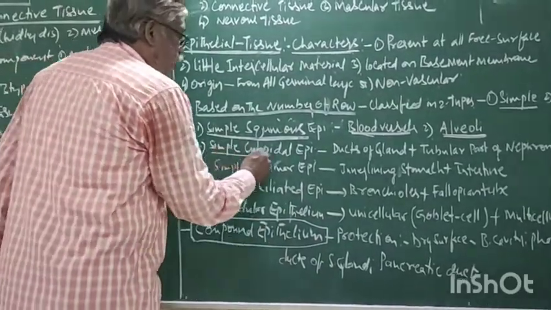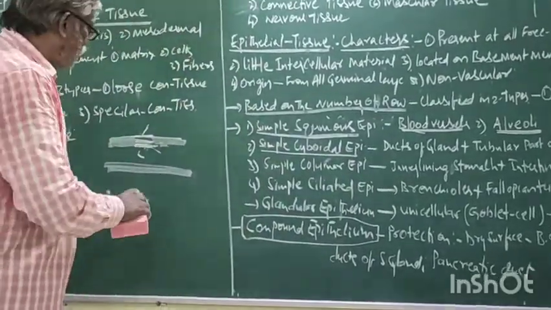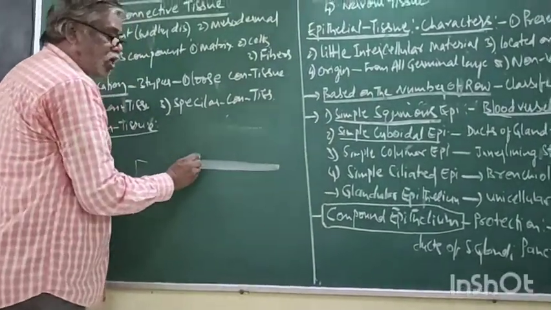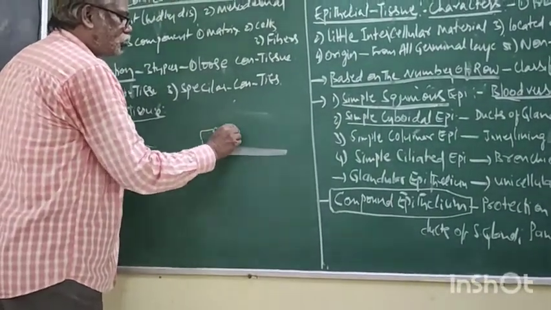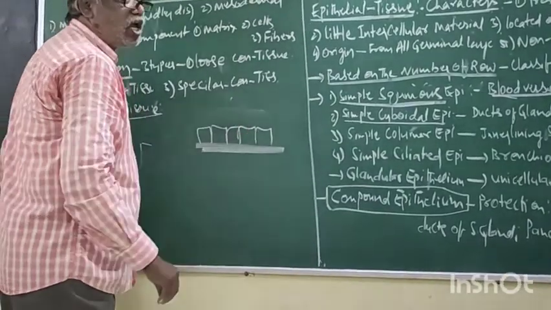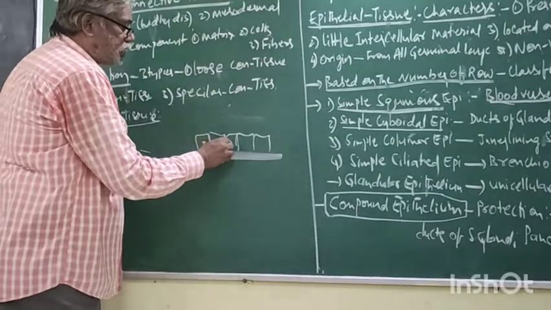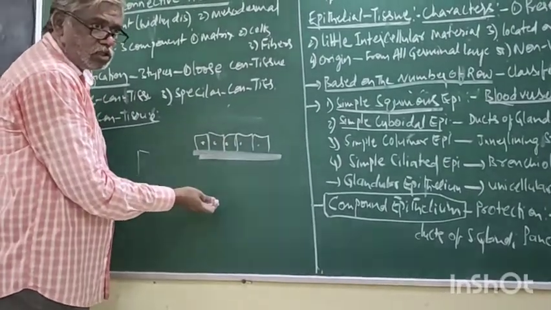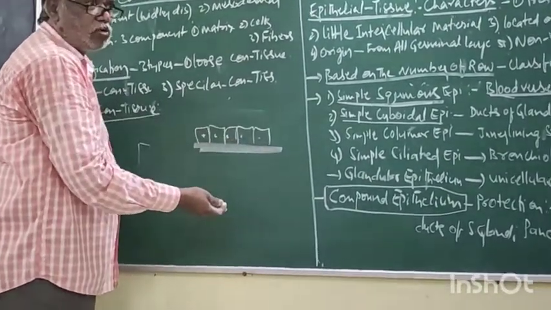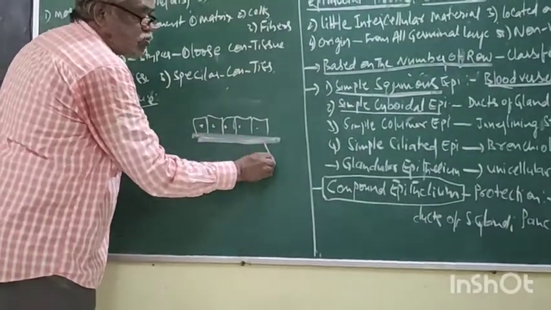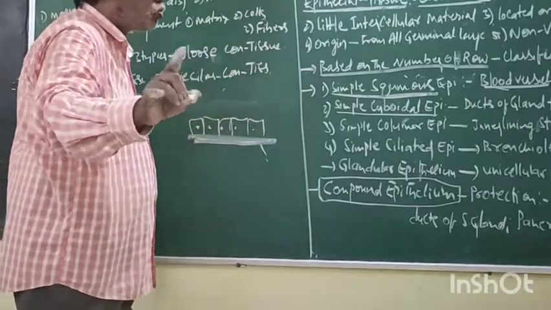Now, simple cuboidal. Now it is a basement membrane. The cells are cube-shaped, isodiametric: length, width and height are the same. The nucleus is present. Hence it is called simple cuboidal epithelium. Why is it called simple? Single layer. What is this? Basement membrane. Without the basement membrane, they will not live.